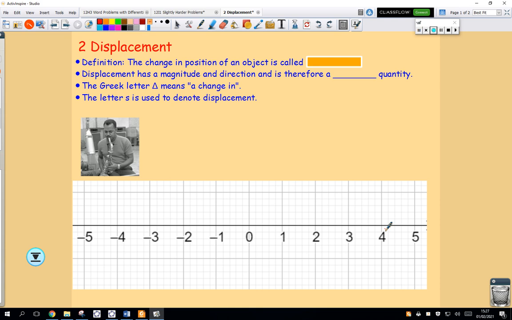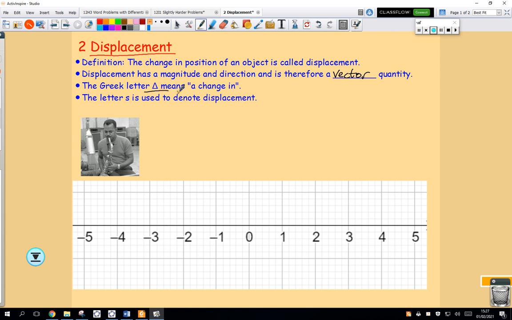In this class I want to talk about a quantity called displacement. And we'll start with just a definition. The definition is that the change in position of an object is called displacement. Displacement has a magnitude and a direction and is therefore what we call a vector quantity. So when we're given the displacement of an object, we should know not only how far it has moved, but in what direction.